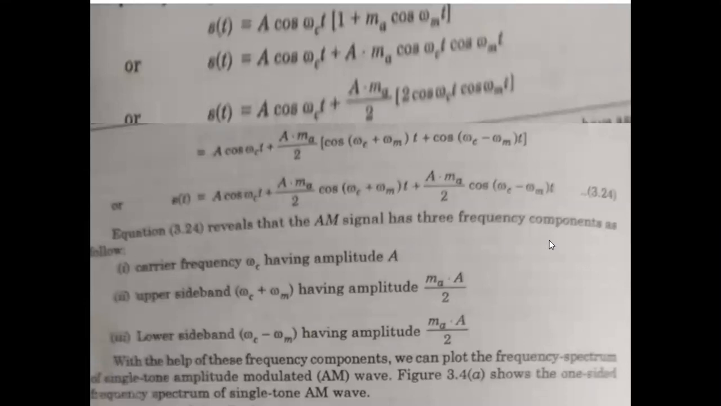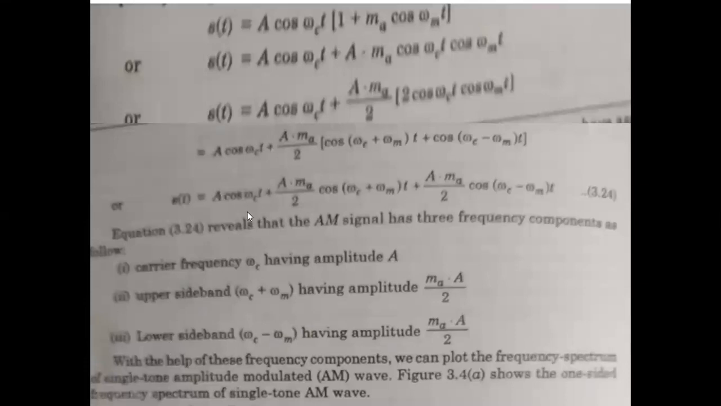So now there are three components present in this expression, expression 3.24. One component is A cos omega c of t, that is the carrier. Another component is A into m by 2 cos omega c plus omega m of t, that is the upper side band having the frequency omega c plus omega m. And another one is A into m by 2 cos omega c minus omega m of t, having the lower side band.